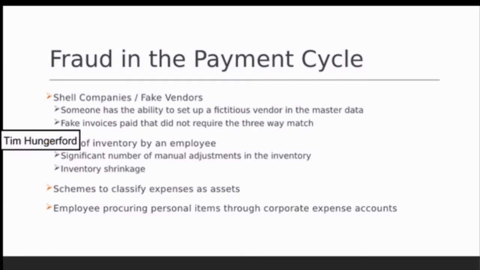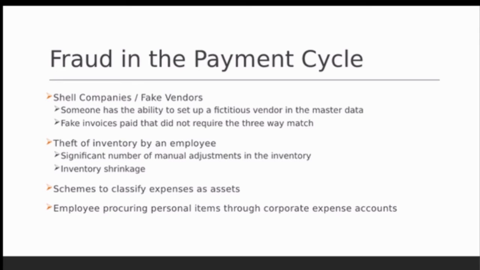Now, related to fraud in the payment cycle, you've got all sorts of disbursement fraud out there. Some of the main ones you'll see are fake vendors, also known as shell companies, where someone has the ability to set up a fictitious vendor in the master data, probably put their own address or their own bank account as the place where the payments go, and then they'll create fake invoices that get paid. They likely do not require that three-way match that we talked about earlier, because it might be a service. Remember, there are no goods received on a service invoice. So you get an invoice, someone approves it, puts it into the system, and it gets paid.